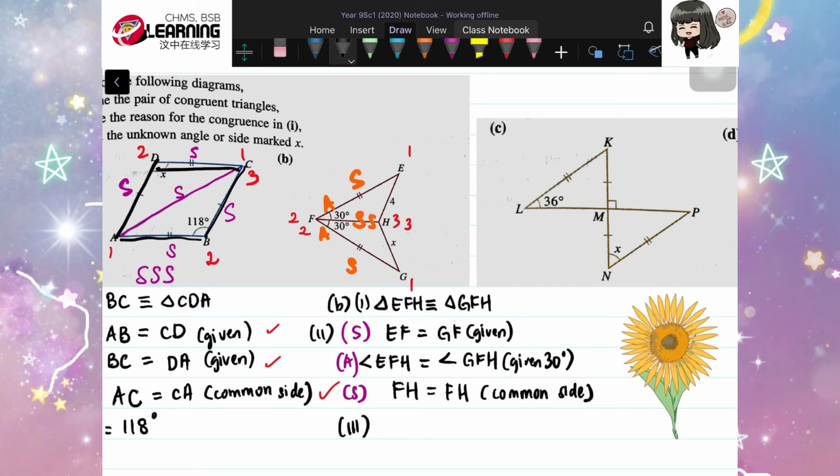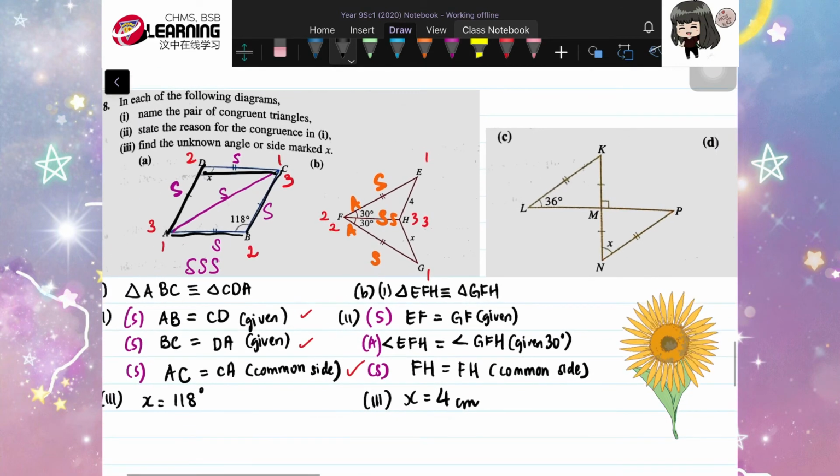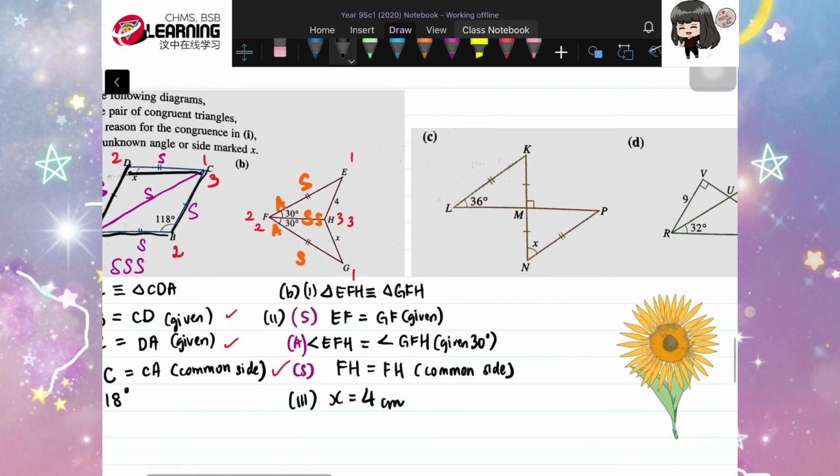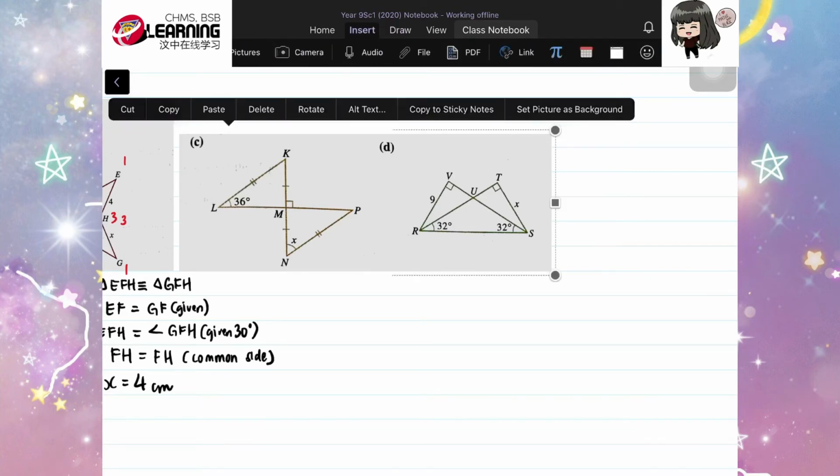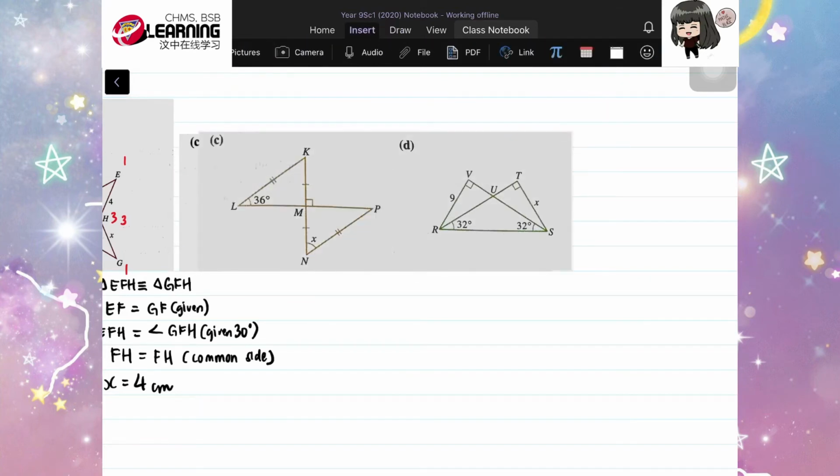Okay, this is part 2 answer. So part 3, we can conclude that x is equals to the same as the other top one. 13 equals to 13, so it's 4. Okay, 4 centimeter. Assume that they are centimeter. Okay, so that's for question number 8A, B. Okay, let's look at CD.